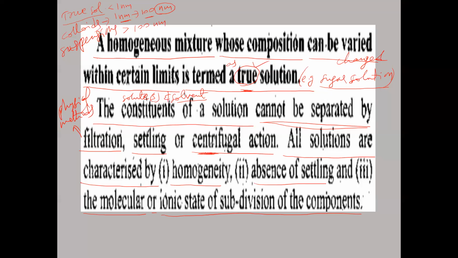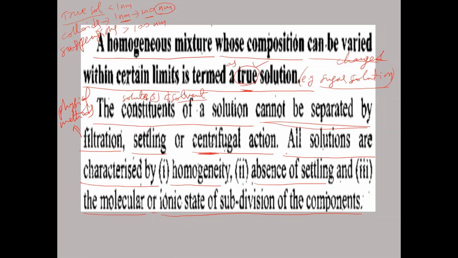So blood is not a true solution. Blood is not a true solution because we are able to separate what? Blood cells, solid particles, from the blood. By centrifugal action, we cannot separate the solute and solvent. By the settling process, we cannot separate the solute and solvent. By filtration also, we cannot separate solute from solvent. So in the case of true solutions, the components cannot be separated by the filtration method, by the settling process and centrifugal action. These are physical methods of separation.